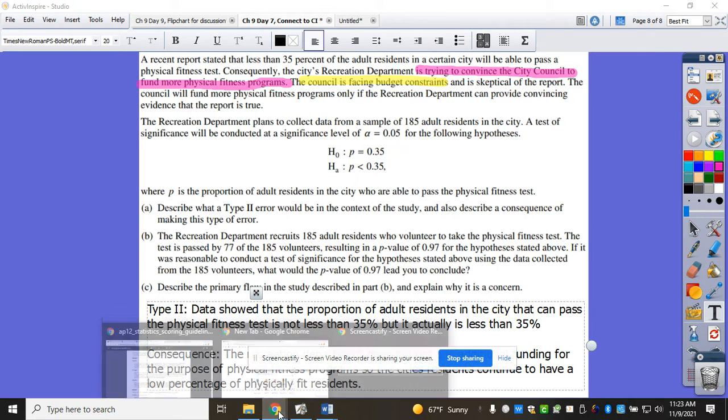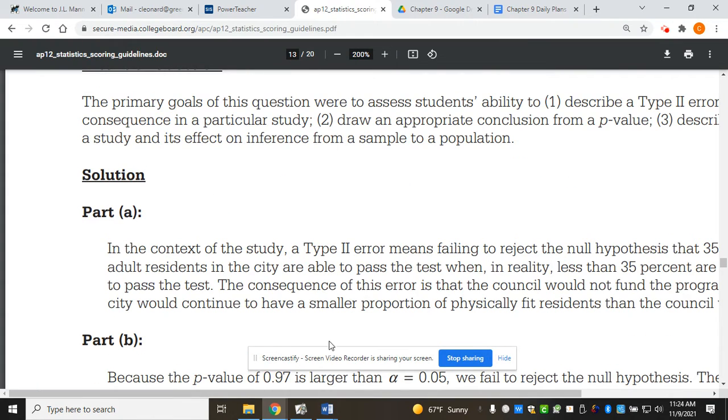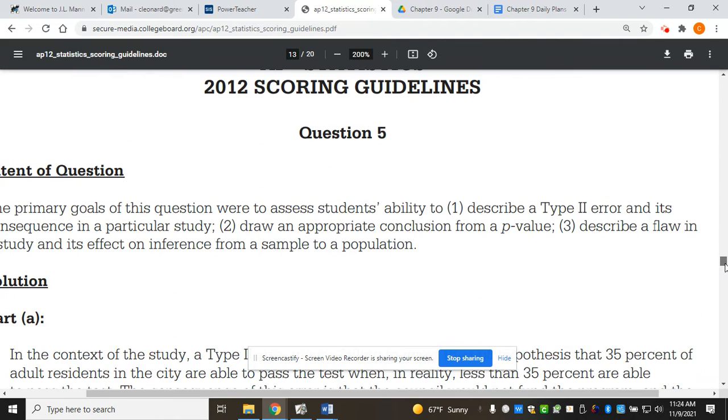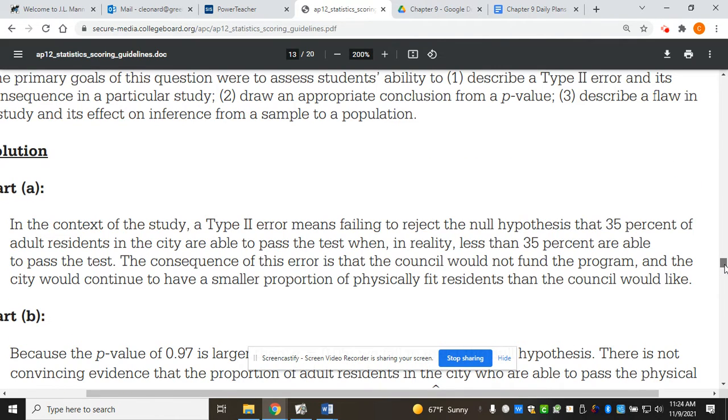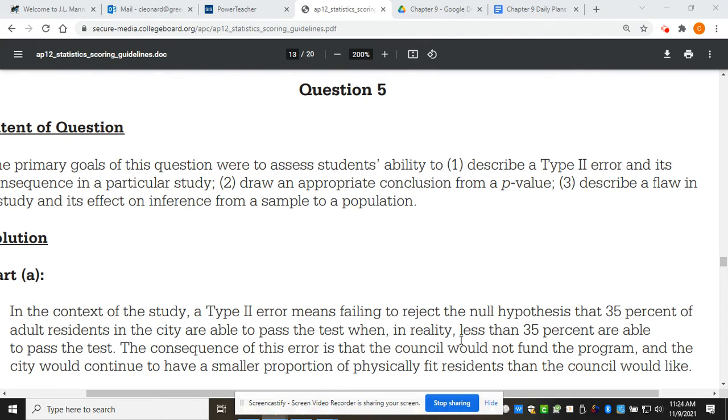The actual AP proposed answer key says a type 2 error means failing to reject the null hypothesis that 35% of adult residents in the city are able to pass the test, when in reality less than 35% are able to pass the test. The consequence of this error is that the city council would not fund the program, and the city would continue to have a smaller proportion of physically fit residents than the council would like. That's pretty much word for word what we said there.